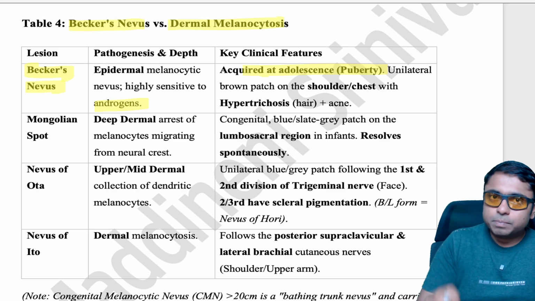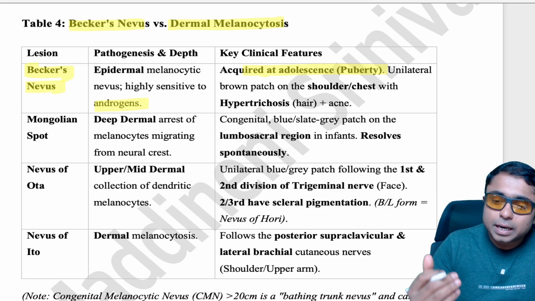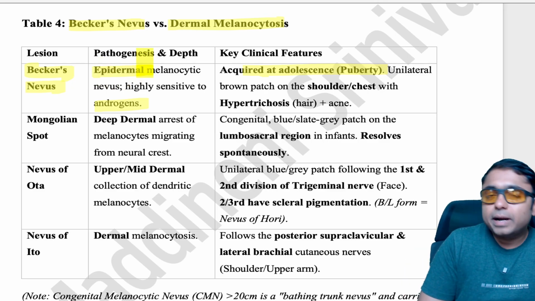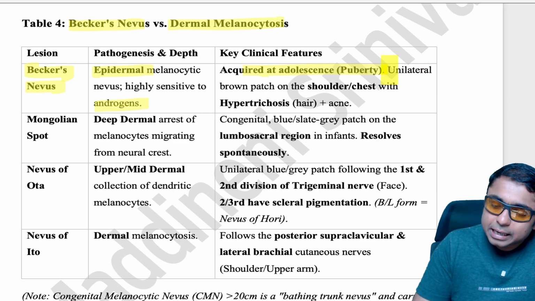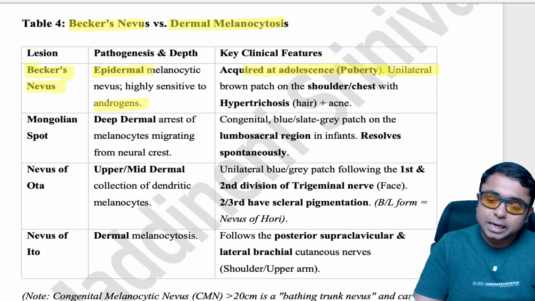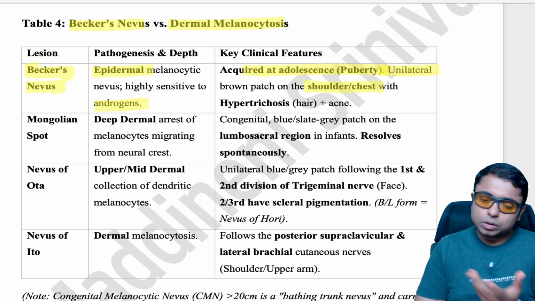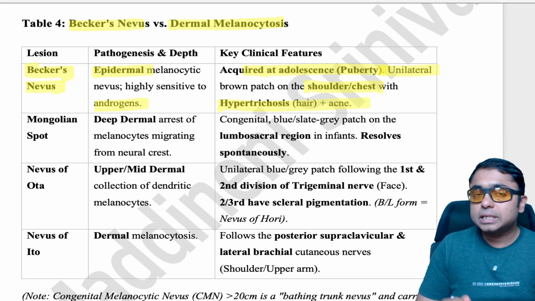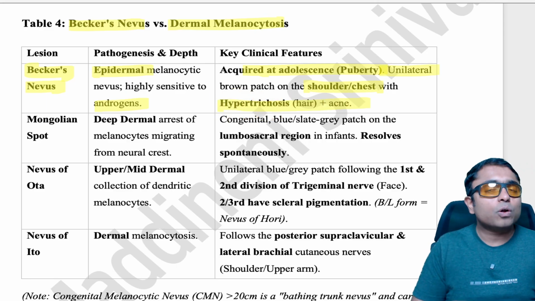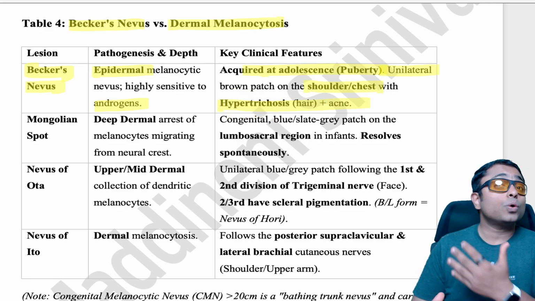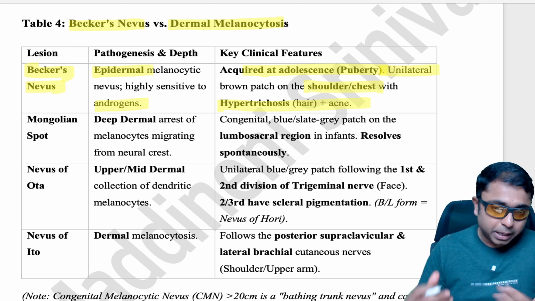This is one interesting point to remember. Becker's nevus is an acquired nevus and it is epidermal, like we have already seen. It presents as a unilateral brown patch on the shoulder or also over the chest, and it is associated with increased hair growth, and acne can also be present over the site of the Becker's nevus.